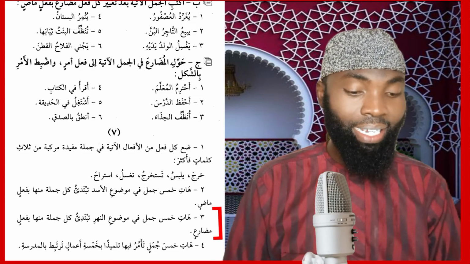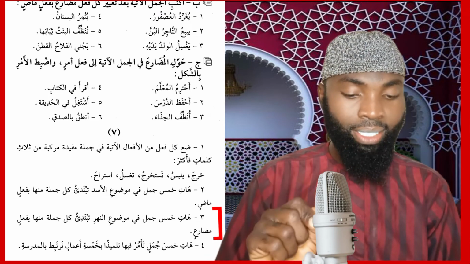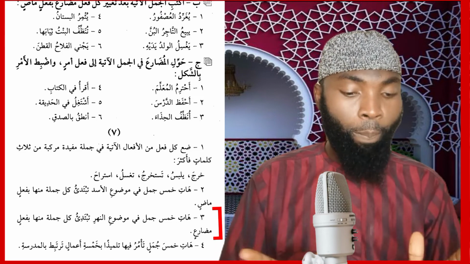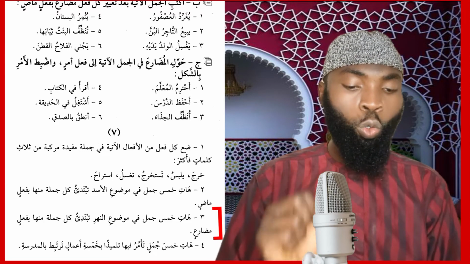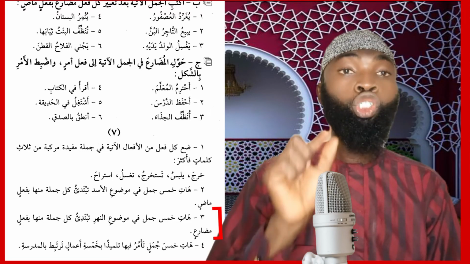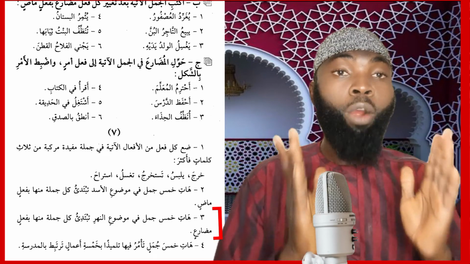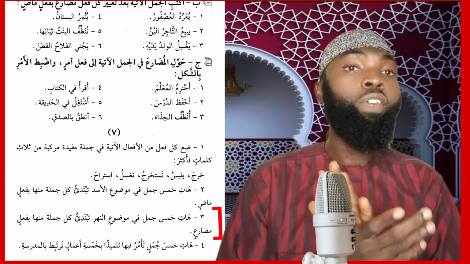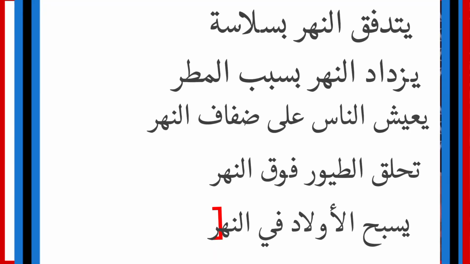Now the next exercise says هاتي خمس جمل في موضوع النهر. Form 5 sentences under the topic of river. تبتدئ كل جملة منها بفعل المضارع, and each of these sentences should begin with a present tense. Make sure each of the sentences begins with a present tense. Let's go on and form these.